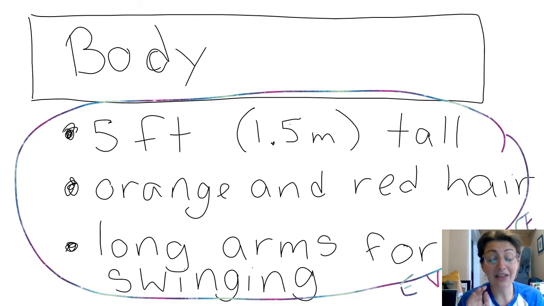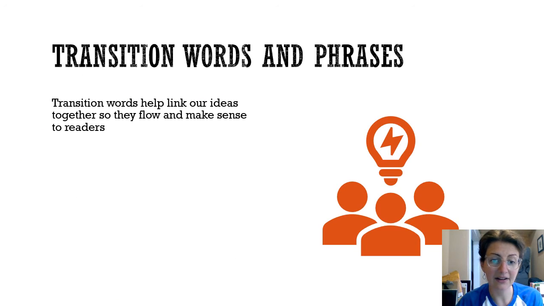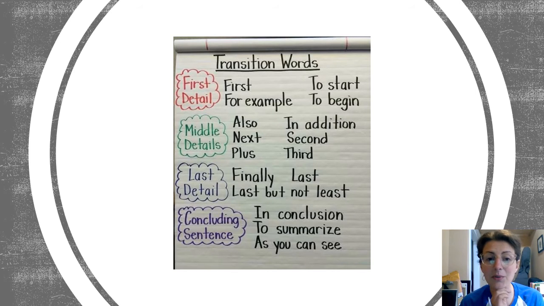Then those 3 facts, those are each going to become a sentence in the main part of my paragraph. So that's my evidence. Oh, and you want to use some transition words to make our ideas flow from one to the next. Transition words are those words like first, for example, to start, to begin, that introduce our first idea.